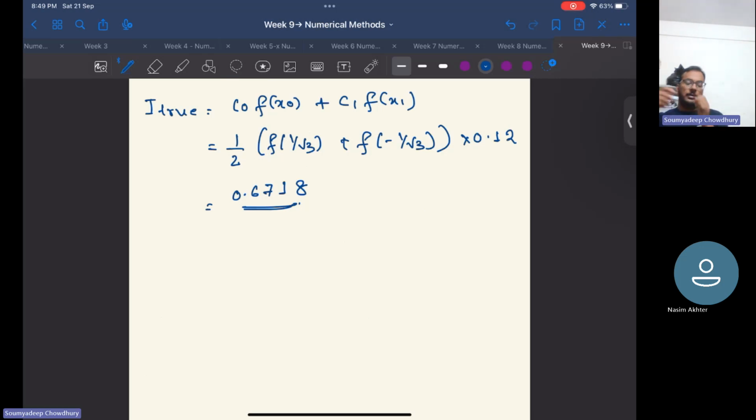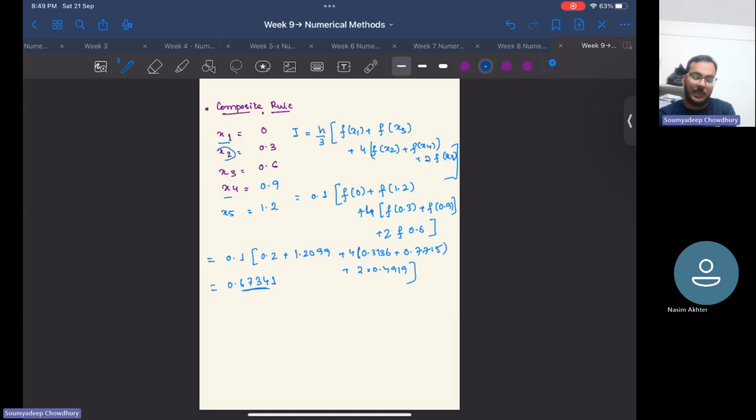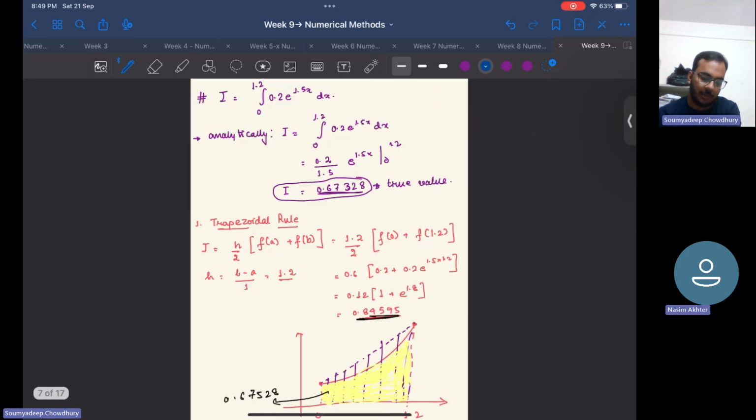So here one more term will come multiplied by 0.12. So this will be f of 1 by root 3 plus f of minus 1 by root 3, both multiplied by half, multiplied by that 0.12. Is it clear now? Yes, it is clear. Okay. Just go through it once again after I stop the class. It will be clear. If you have any problem, you can ask in the next class.